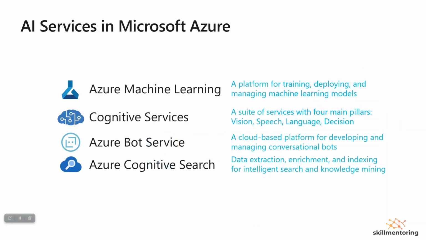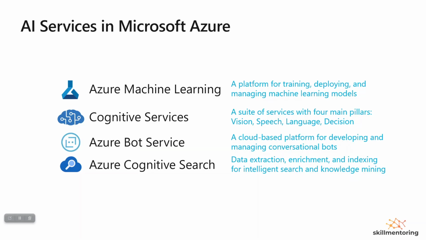Now, the artificial intelligence services in Microsoft Azure are, first, Azure Machine Learning. Azure provides us with a platform for training, deploying, and managing machine learning models. The advantage of using Azure Machine Learning is that the platform is already there. Developers or data scientists don't have to create any kind of resources and manage them. That will be completely taken care of by the Azure Cloud service provider.